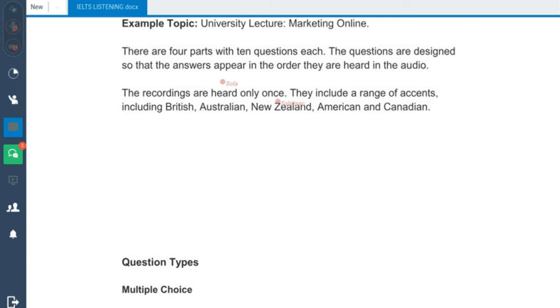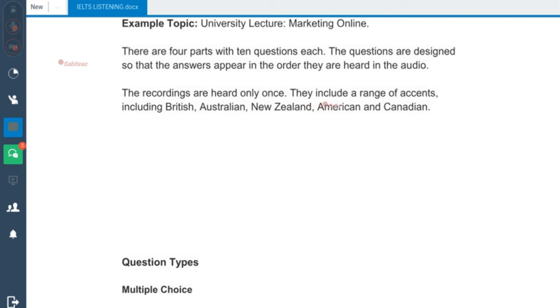As you are listening to the recordings, when you hear the answer to question 1, the answer to question 2 will come after that part of the recording where you heard the answer to question 1. Since you cannot rewind the recording, the answers will follow one another in the recordings. Remember that the recordings are heard only once.